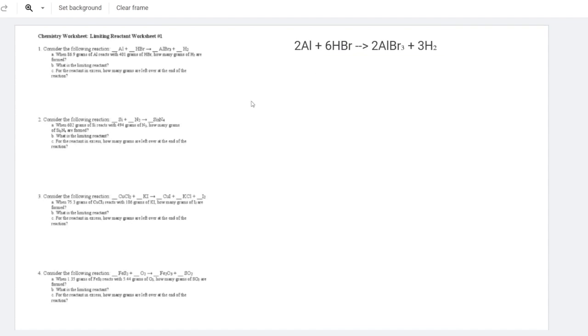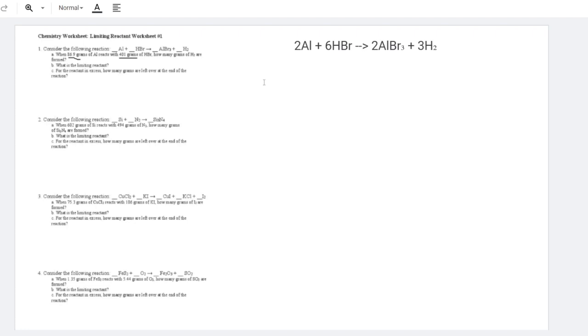Now that we've balanced our equation, let's look at the problem. When 86.9 grams of aluminum reacts with 401 grams of hydrogen bromide, how many grams of hydrogen gas are formed? So, the first thing we're going to want to do is write out our problem.